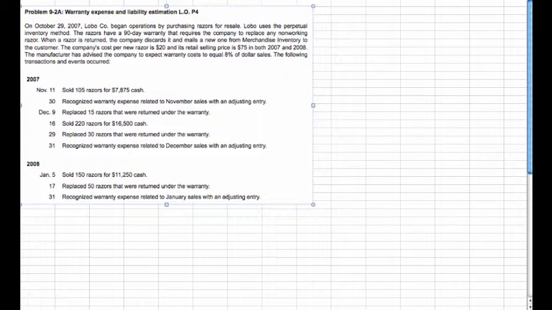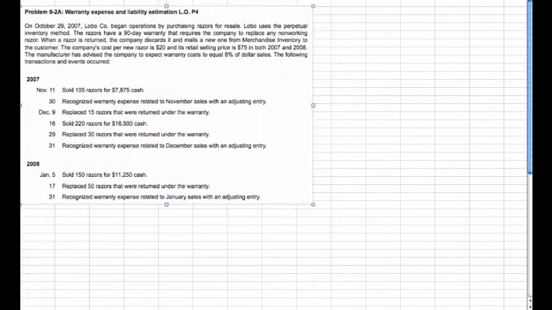If you remember, the perpetual inventory method from an earlier chapter means that we have to recognize the cost of goods sold at the same time that we recognize the revenue. Remember, in the periodic method, we waited till the end of the period, but in the perpetual method, we recognize the expense at the same time as the sale.